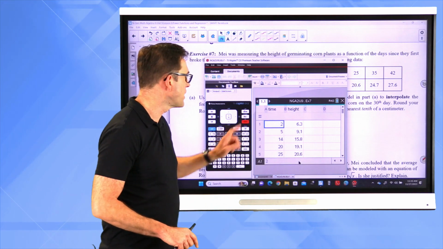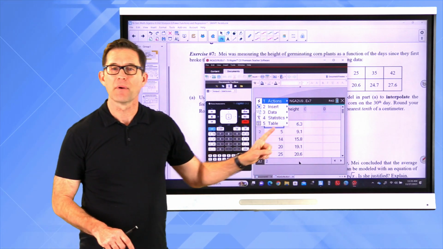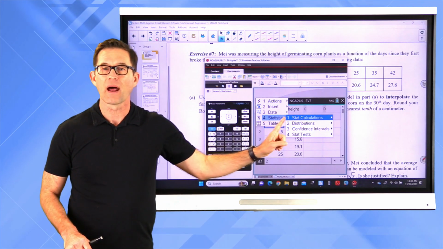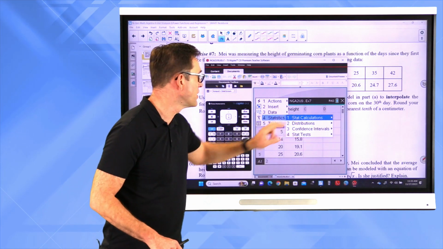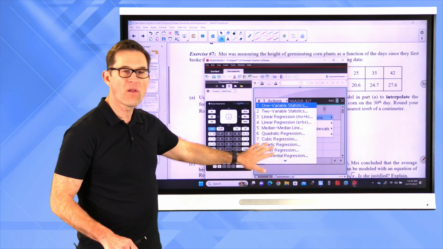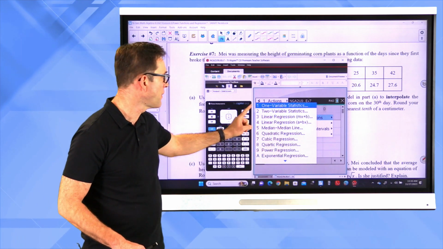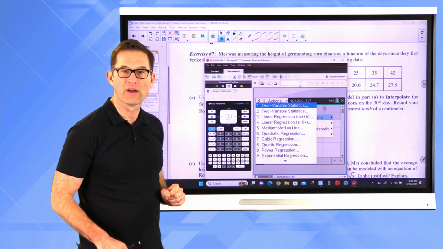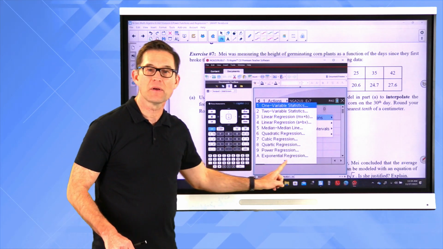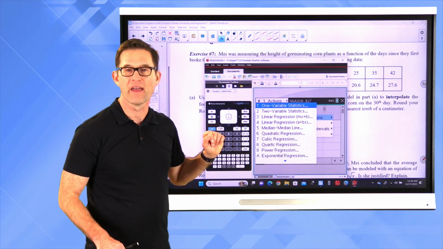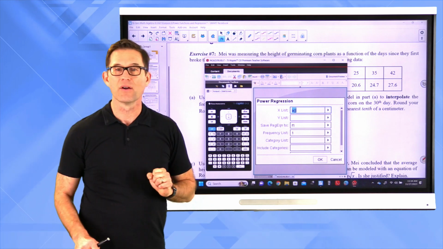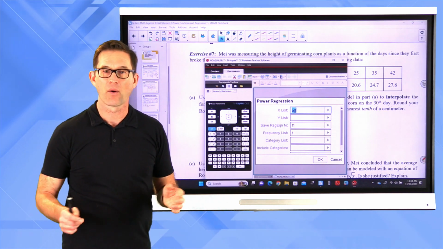Now what I'm going to do is hit Menu. I'm going to go to option 4, which is Statistics, okay? And then I want Stat Calculations, so I'm going to do that. And then I've got all of these different types of regression, like my linear regression in choice 3, my quadratic regression in choice 6, my exponential regression in letter A. My power regression on the TI-Nspire is down here as choice 9, power regression.